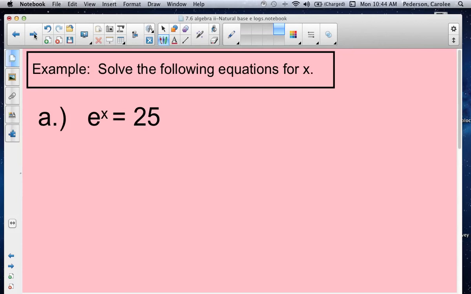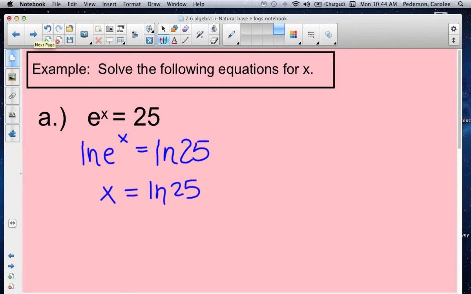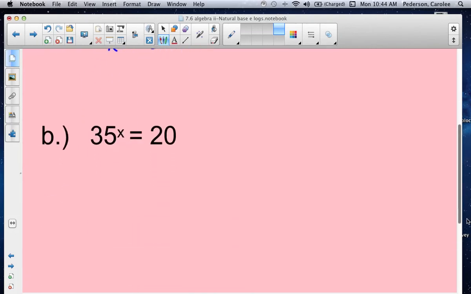Solve the following for x. Now we have e to the x equals 25, and we want to find out what x can be. So one way is to take the natural log of both sides. Then we've learned that the natural log and the e are inverses of each other. So they'll cancel out. So we have x equals the natural log of 25. Now we can use our calculator. The natural log of 25 is approximately 3.21.